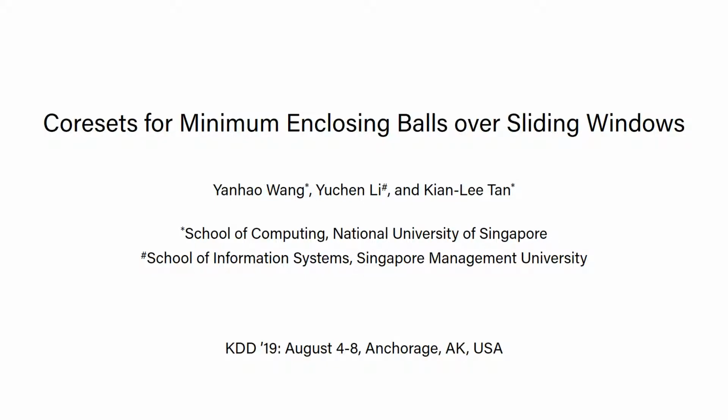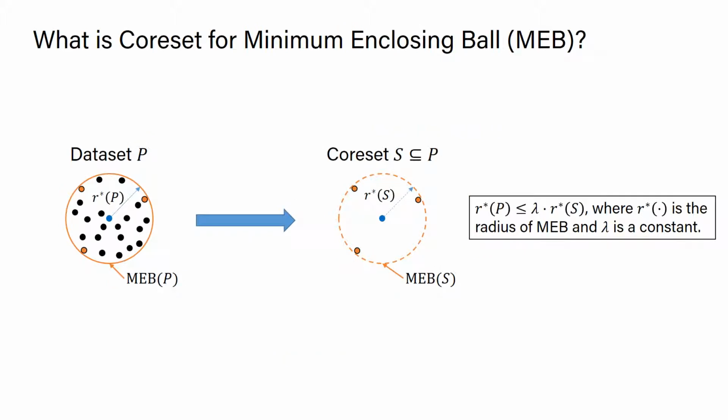Hi, everyone. In this video, we will talk about our paper, Coresets for minimum enclosing balls over sliding windows. Coresets are important tools for big data analysis. By reducing the data size via coresets, many computationally intensive algorithms can scale to large datasets with little loss of accuracy. Coresets have been studied for several basic problems in machine learning, such as k-means clustering and subspace approximation.